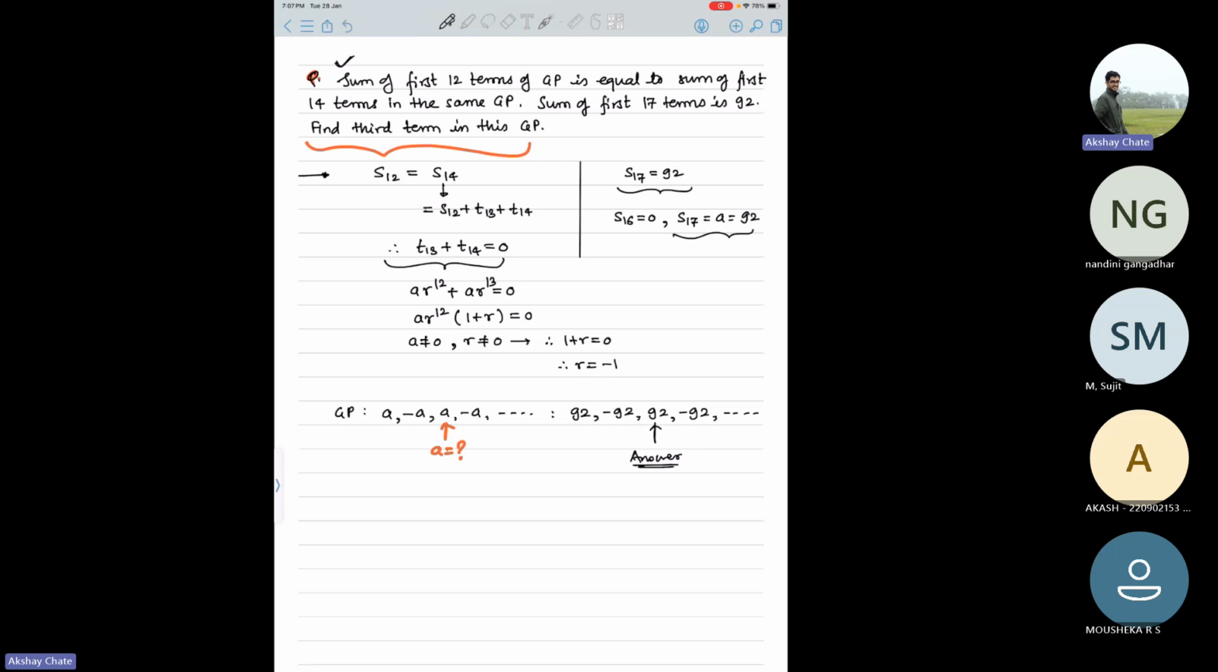But this is actually very easy. So basically, there is one problem where you have an infinite GP, they have given you the sum and the first term also. So basically you need to find R. That one is easy, so let's not do that. Okay, what about this one?